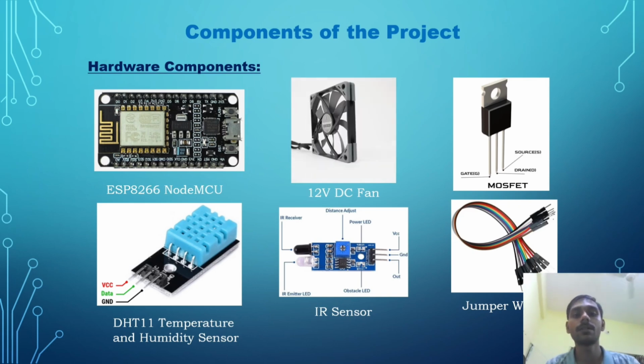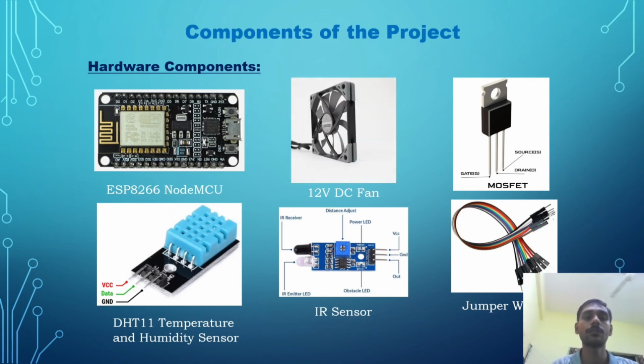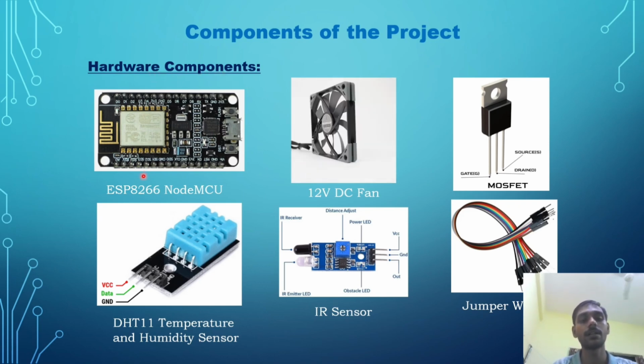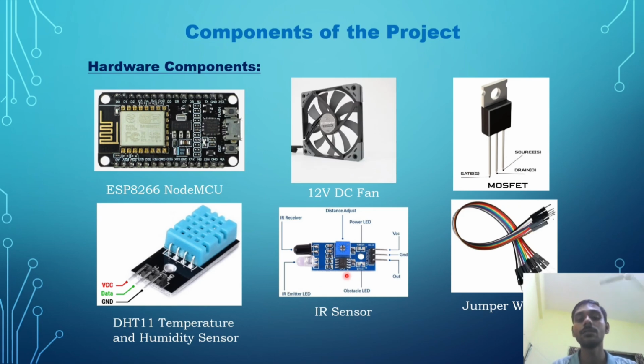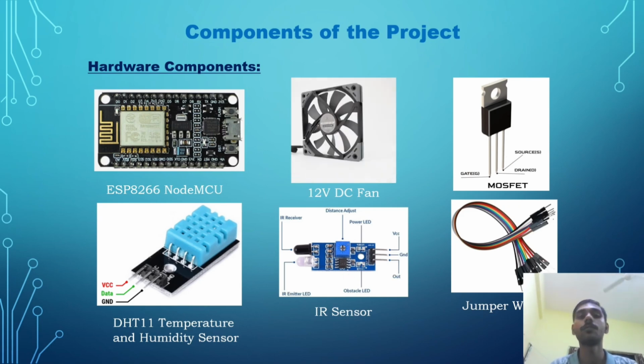So here are the components of this project. There are two types of components, hardware components and software components. Firstly, we will discuss the hardware components. There are the ESP8266 NodeMCU, a 12 volt DC fan, MOSFET, DHT11 temperature and humidity sensor, IR sensor which is called infrared sensor, and jumper wires. Okay, then we move to the next slide.